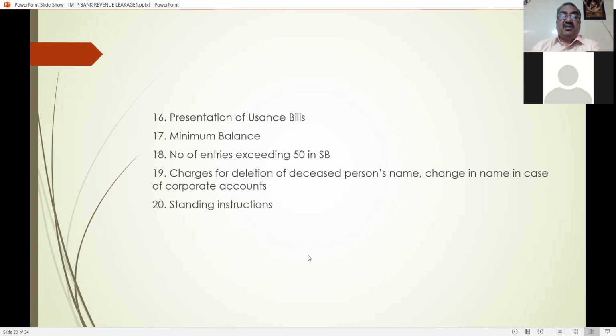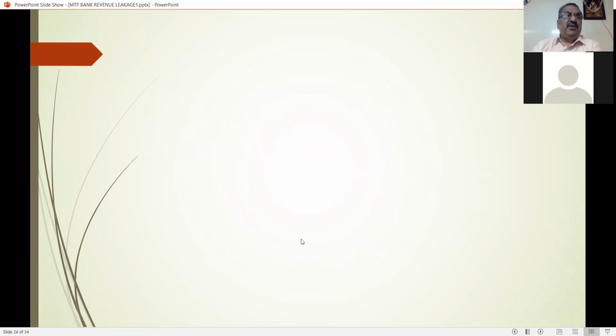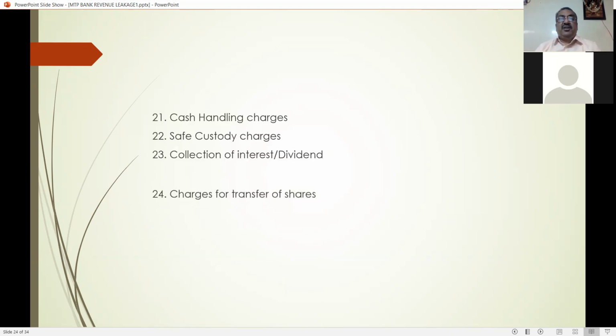Okay, next one is standing instruction, because every 15th you have to make a payment. Every 15th of this quarter you have to make a payment to LIC. That's a standing instruction. They are charging something around 10 rupees or 15 rupees per standing instruction. And cash handling charges. Suppose you remit huge cash, they are charging some cash handling charges, and safe custody charges, and collection of interest and dividend, charges for transfer of shares, locker charges. For the locker rent, the bankers are collecting income, because there are 3 types of lockers.